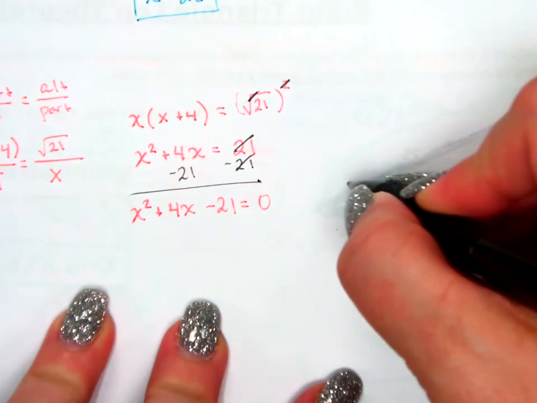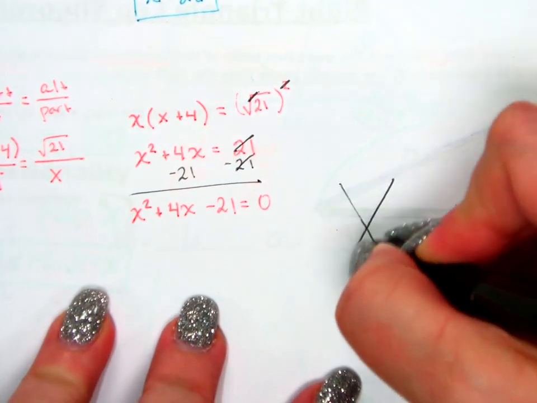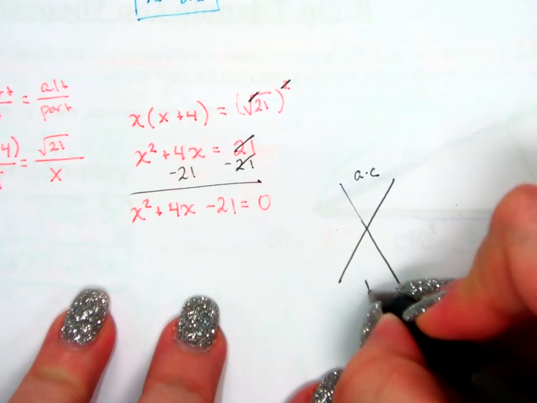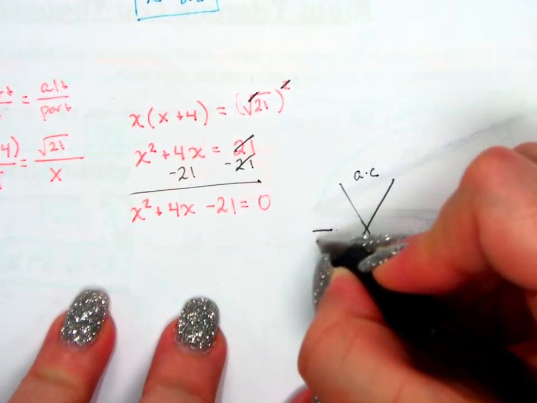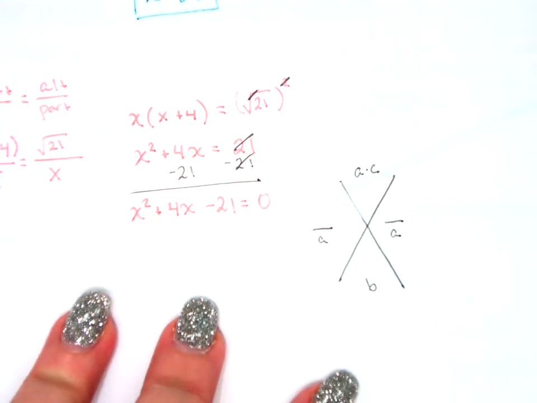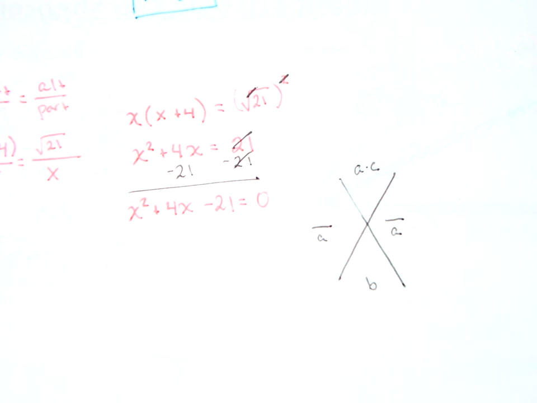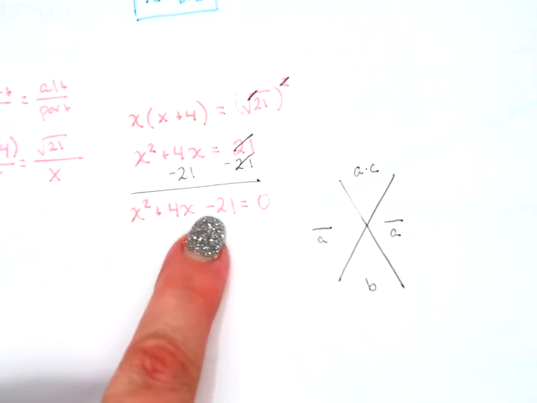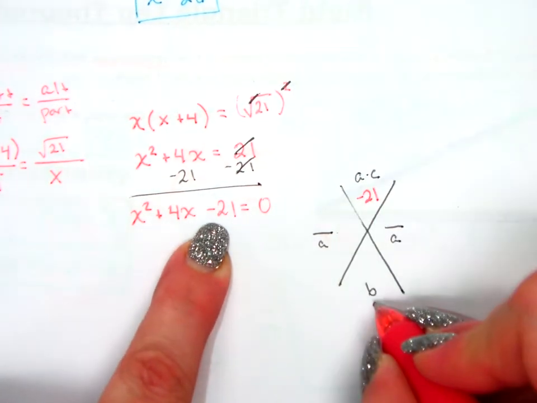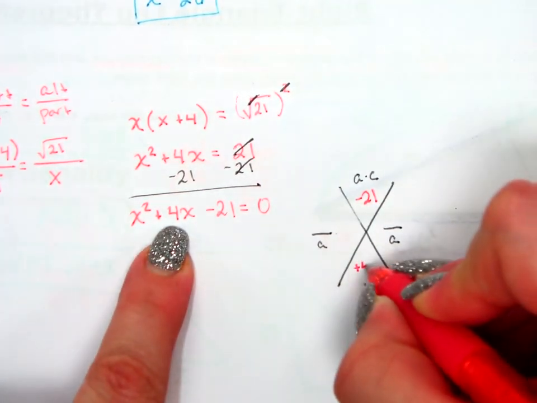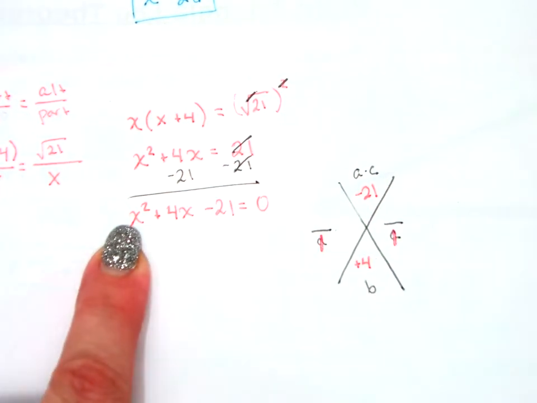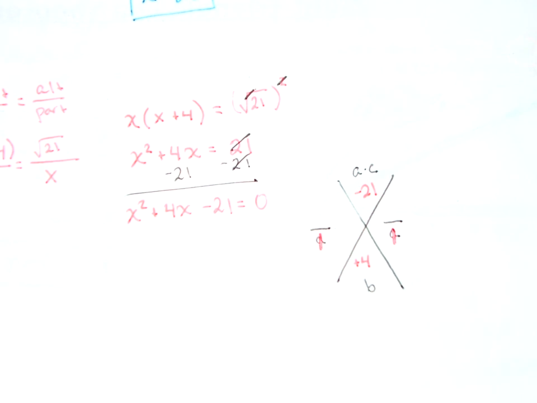Do we want to use the x method? Yes. Okay. So for my x method, you're going to take a times c, and you're going to take b, and then you're going to put this over a and this over a. Okay? So a times c is 1 times negative 21, so that's negative 21. And b is a positive 4. And a is 1, so there's going to be a 1 under here, there's going to be a 1 under here.